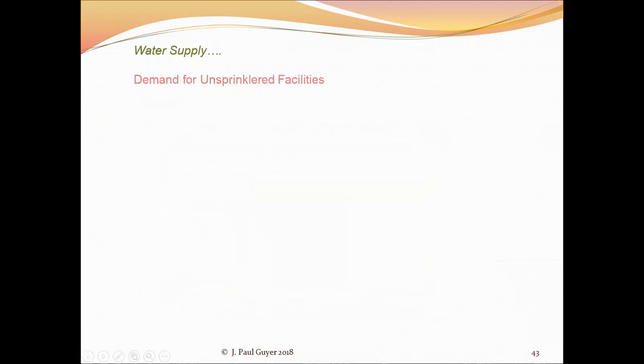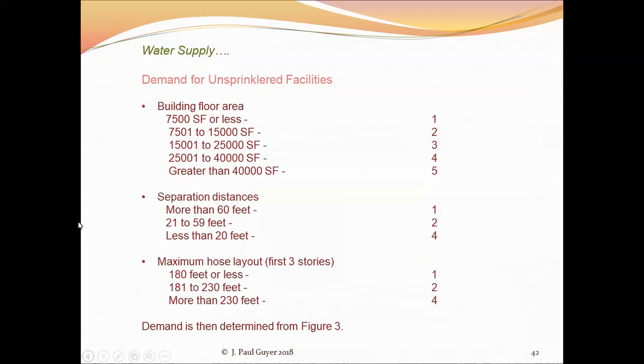Let me get back to the slide that got away from me. It still gets just 5 points. The separation distance to nearby buildings, more than 60 feet, your building gets 1 point. 21 to 59, 2 points. Less than 20 feet, 4 points.